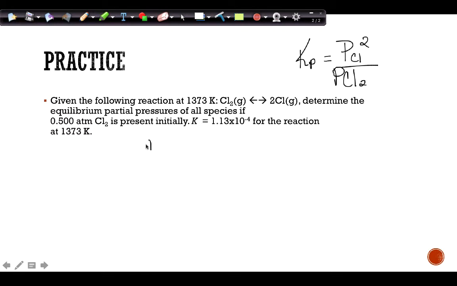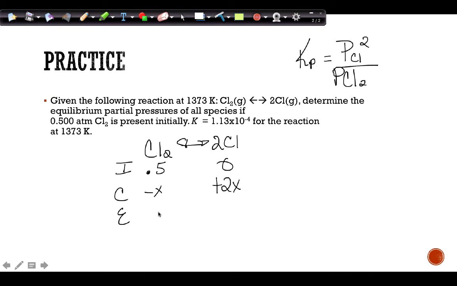So now let's go ahead and write out our ice table. All right, so initially chlorine is 0.5 atmospheres. So we're dealing with partial pressures here. And then this is our reactant, so that should be 0. So we're going to be making our product, so plus 2x, minus x here. So 0.5 minus x, and then 2x is what I have here. All right, so it doesn't give me any partial pressures at equilibrium, so I need to solve for those partial pressures. But I have K, so I can do that.